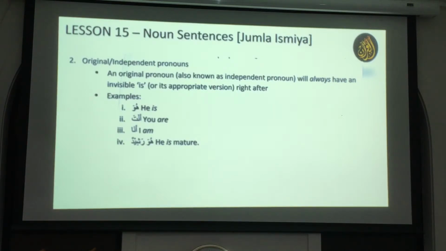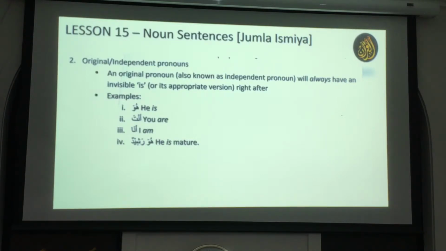Let me put an example. Huwa Rashidun means he is mature. He is a Rashid. He is mature. Whenever you see huwa, anta, like the proper pronoun, the original version, the independent pronoun, you put an is after that.